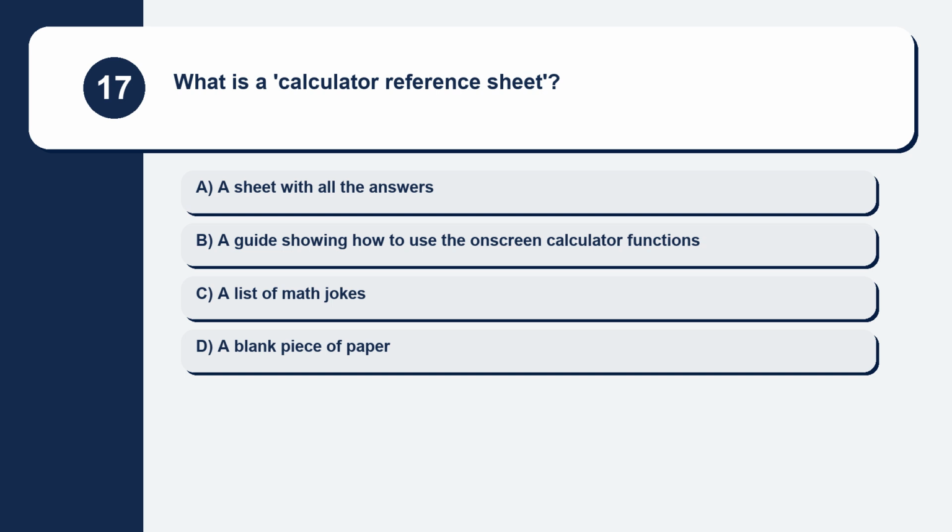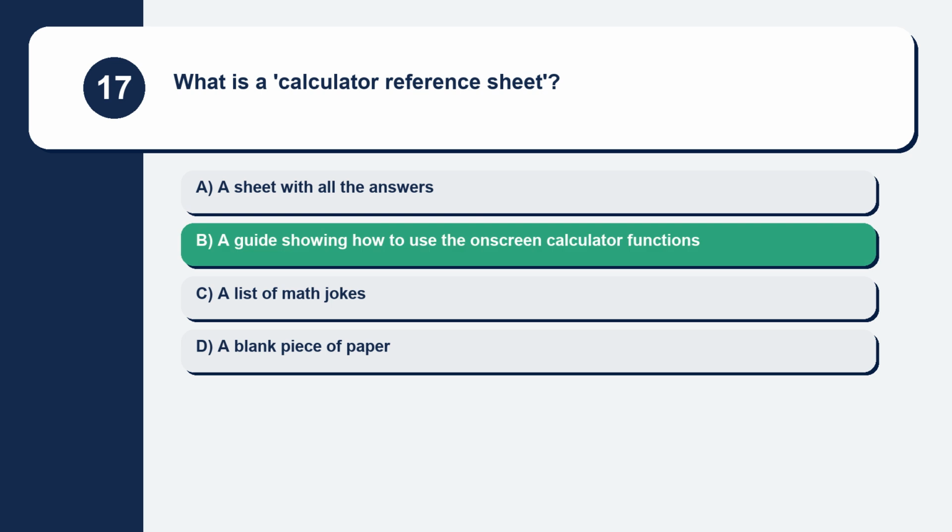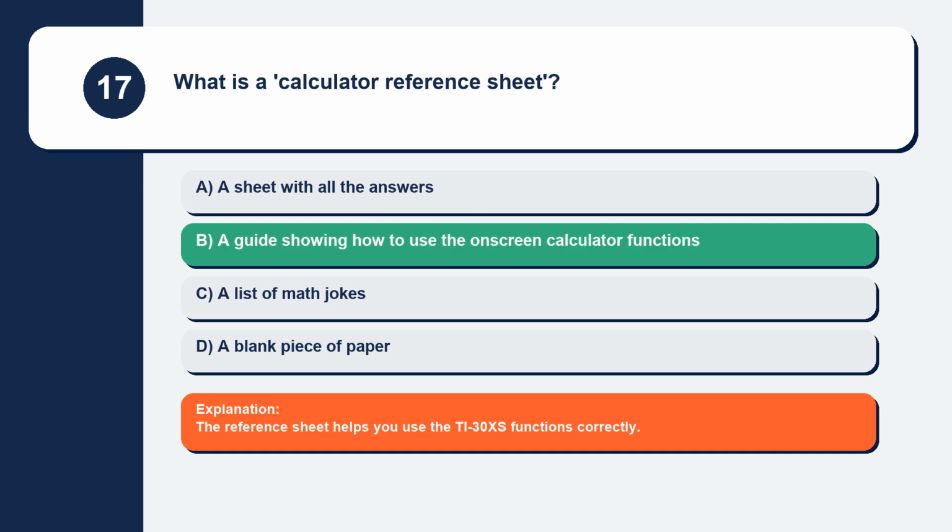Question 17. What is a calculator reference sheet? A sheet with all the answers. A guide showing how to use the on-screen calculator functions. A list of math jokes. A blank piece of paper. The reference sheet helps you use the TI-30XS functions correctly.